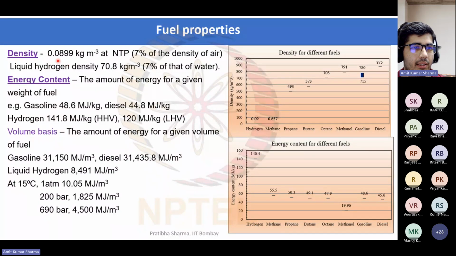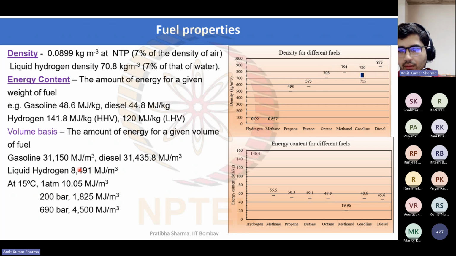Density, as already discussed, is 0.0899 kg per meter cube at NTP, and liquid hydrogen is 70.8 kg per meter cube, only 7% of that of water. Energy content: compare gasoline and hydrogen. Gasoline is only 48.6, and hydrogen is HHV 141.8 and LHV 120 megajoule per kg. On a volume basis, gasoline energy content is 31,000 megajoule per meter cube, and hydrogen is only 8,000 megajoule per meter cube. See the difference.